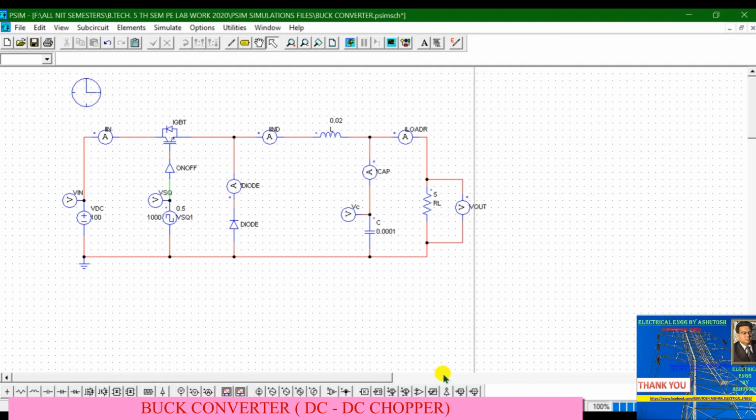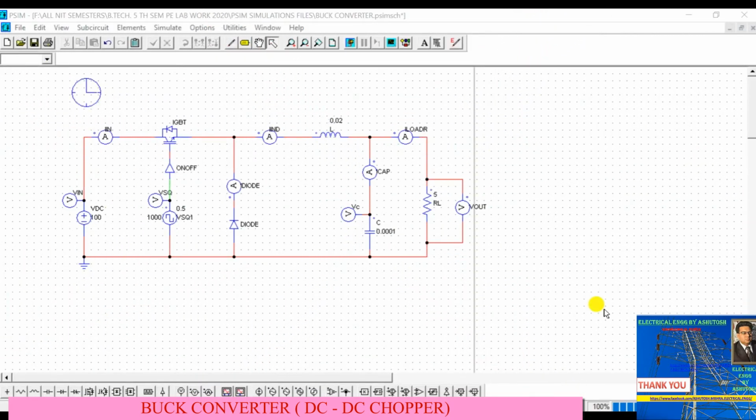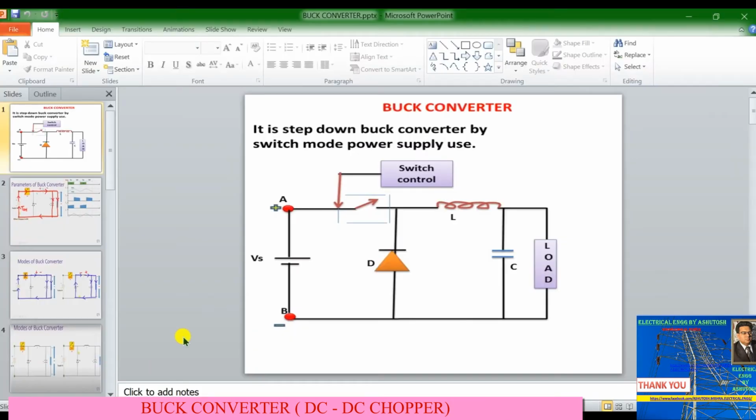Now we will discuss the working and operation of this buck converter. We will discuss the working principle and concept of this step down chopper. Now we will directly go to our PowerPoint presentation.